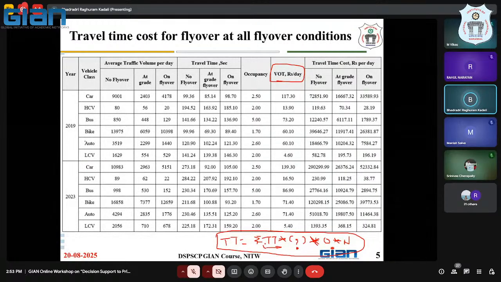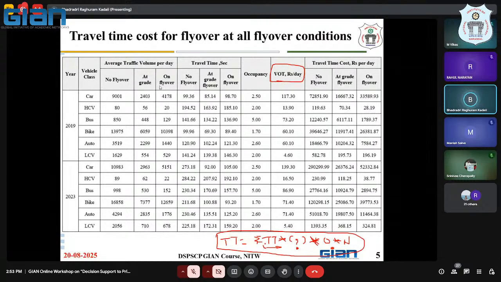So then we started estimations for 2019, then 2023. Then we started projecting up to 2050 values. So now we have estimated the average traffic volumes per day for the no flyover case, at-grade case, and on flyover case. The no flyover scenario always indicates the situation before construction of the flyover on the road itself.